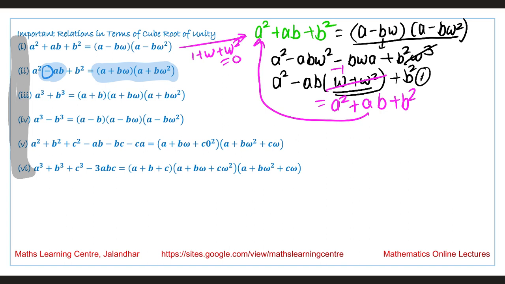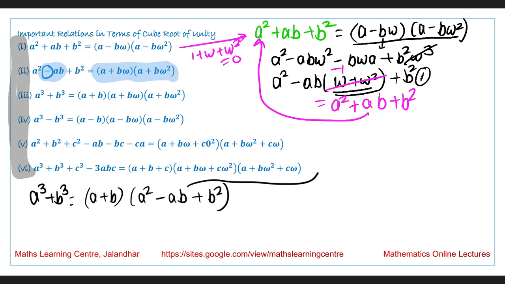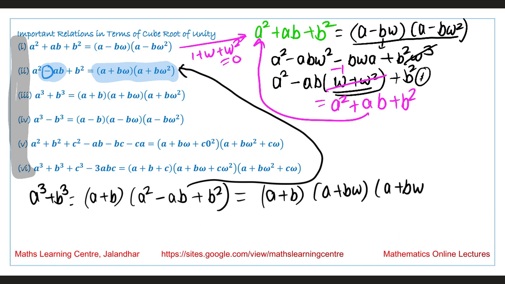Next is a cube plus b cube. When we talk about a cube plus b cube, we know the formula is a plus b into a square minus ab plus b square, and the formula for a square minus ab plus b square we have seen. So the result we get is a plus b into a plus b omega into a plus b omega square. Similarly, if we have a negative sign over here, this term will become negative and this will become positive, so both these terms will become negative.